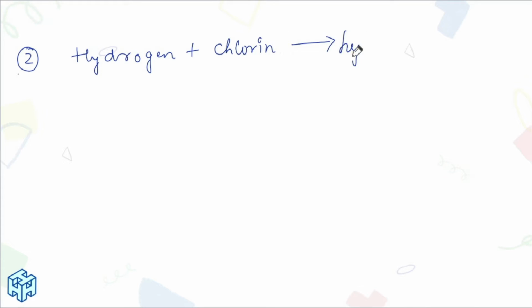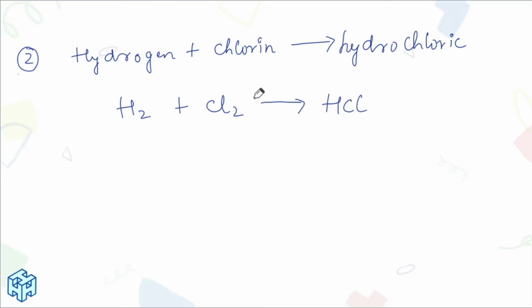So let us understand one more example for balancing a chemical equation. Example 2. Now I am giving hydrogen plus chlorine. What do I get? Hydrochloric acid, or hydrochloride, we call it. Let me write it as H2 plus Cl2, which is giving HCl. Yes or no, sir?